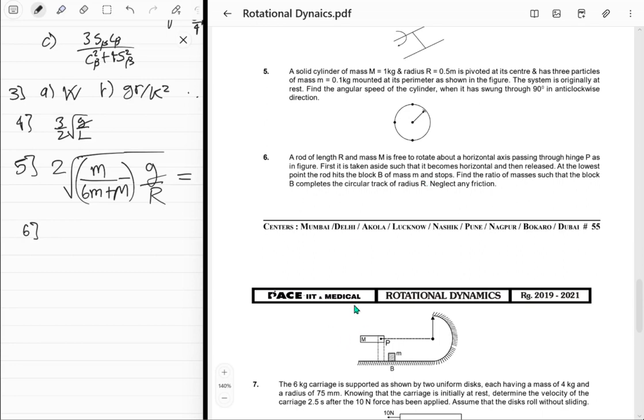Oh, so it's just a momentum transfer. Fine. Find the ratio of the masses such that the block P completes the circular track of radius R. Neglect any friction. Well, we could do just angular momentum conservation, right? Yeah. So whenever it hits, whatever angular momentum the rod has is just put onto this small m. What we want is to find the ratio of masses such that the block completes the circular track.